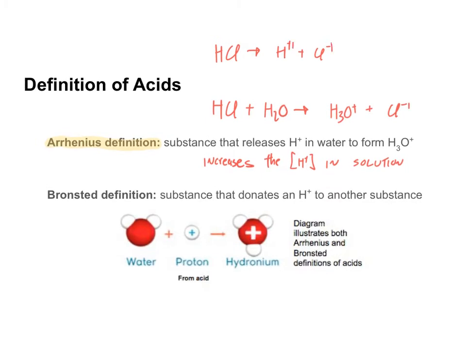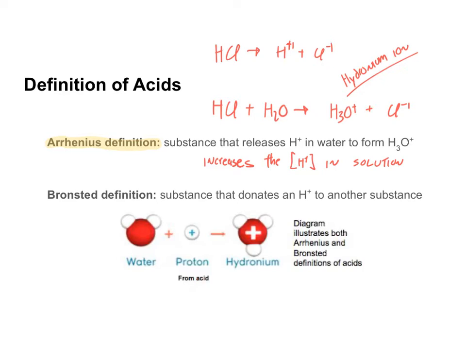In this instance, the H3O plus has a very special name. It's called the hydronium ion. And the hydronium ion basically is what we measure to determine how acidic a solution is. So any Arrhenius acid is something that you put into water that makes H plus available to create the hydronium ion.